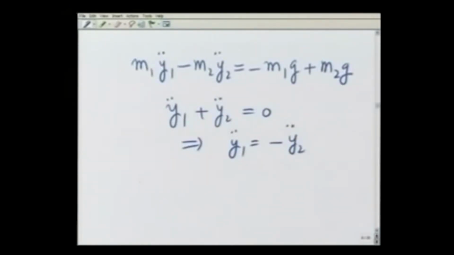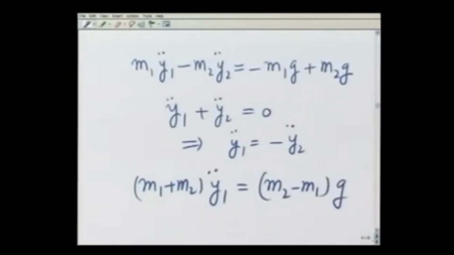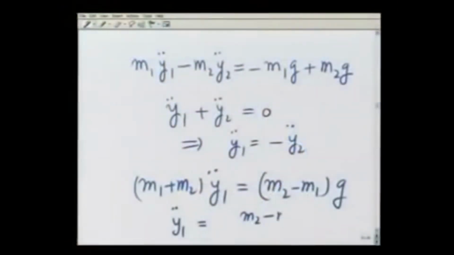If I substitute, I get m1 plus m2 times y1 double dot equals m2 minus m1 times g, or y1 double dot equals m2 minus m1 over m2 plus m1 times g. A result you already know. If m2 is heavier than m1, then y1 double dot is up, and that is precisely what I am getting. You see, I did not make any assumption about m1 or m2 being lighter or heavier and things like those. The results automatically popped up.